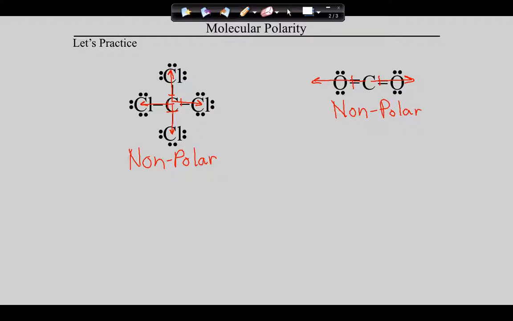Okay, so let's do another one. So guys, the next one that we're going to look at is water. Don't draw yet. Water, right? Is this an okay way to draw water? Yeah. But is it best? No. So guys, water would be better drawn bent, largely because it's bent.